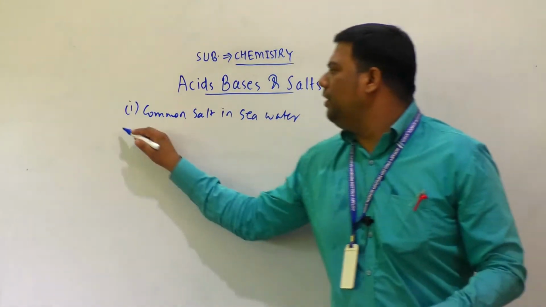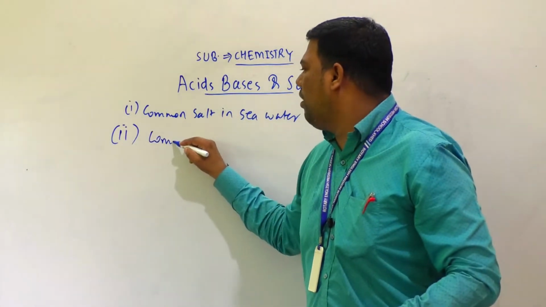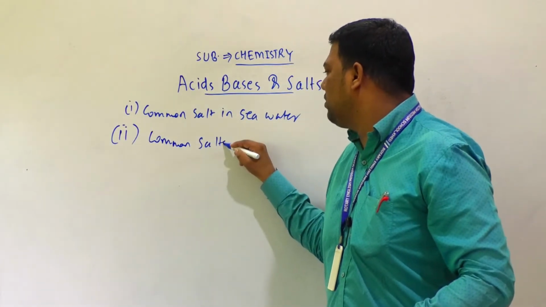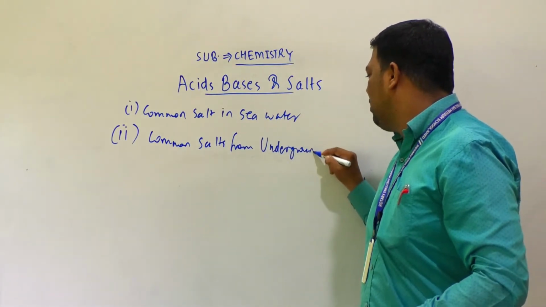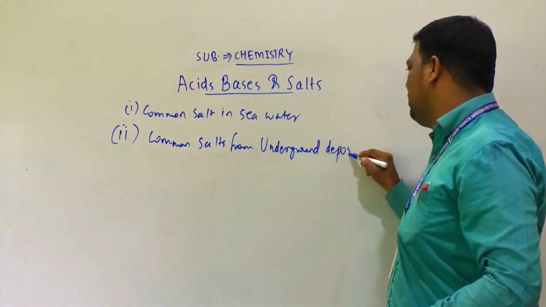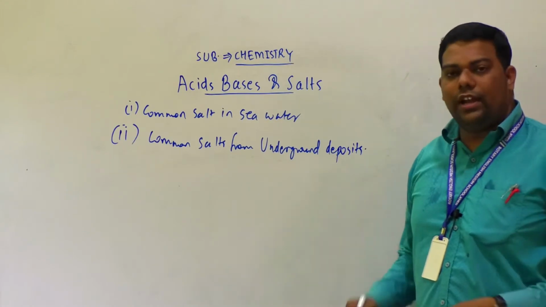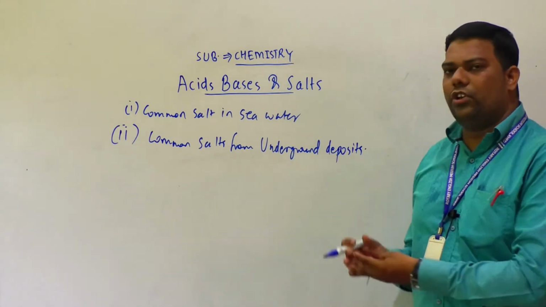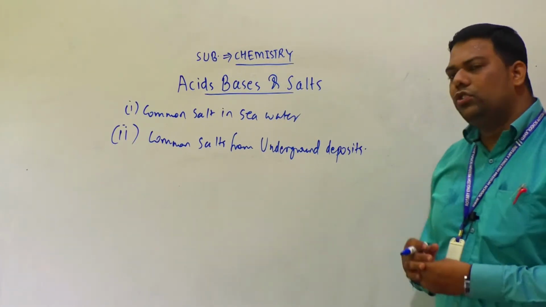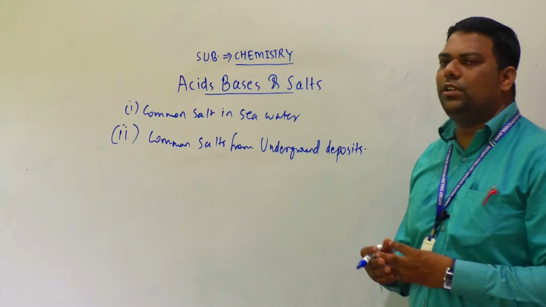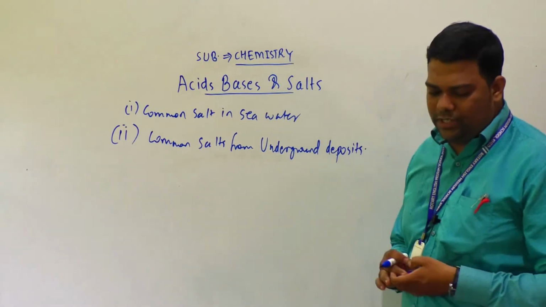Second, common salt from underground deposits. Here NaCl occurs in the form of rock salt. That salt is at first brown in color. Why is it brown? Because various impurities are present in it.